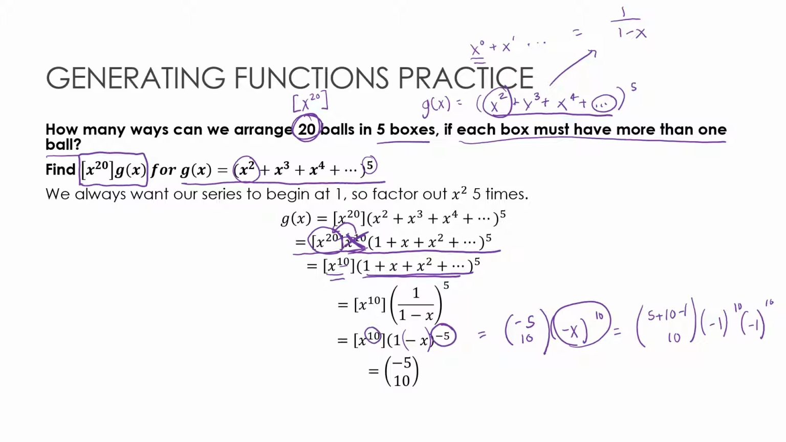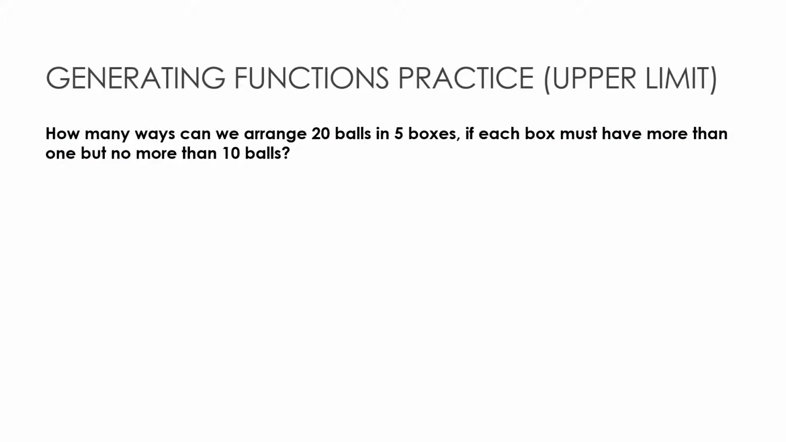So really, I just end up with 5 plus 10 minus 1, which is 14, choose 10, because these guys are both positives. This is my final solution. I don't need to find what that is as an actual value. 14 choose 10 is sufficient. I want to do one more practice with you. And again, this is not one you would be able to do all by yourself yet because there's one more strategy that I haven't taught you.